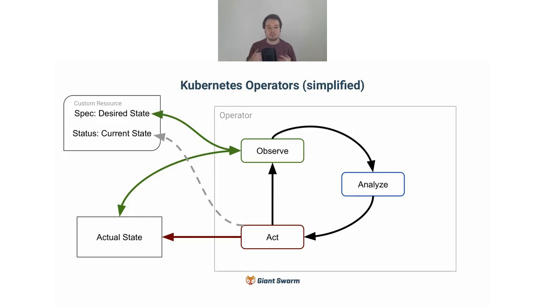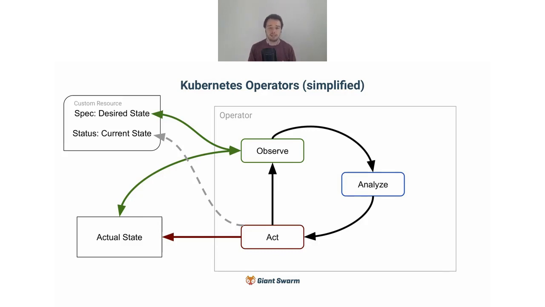And the act state is basically, we now take action. You can see on the red arrow, we take action on the actual state. So for example, if in your spec you defined, I want 3 replicas of my Prometheus, but there's only 2, then the act state would add an additional replica of your Prometheus. And additionally, in the light gray arrow, you can see the operator writes into the status what it has done or what it thinks the actual state currently is. So the operator would then write into the status, there's currently 2 replicas, I have created the 3rd replica. If we go back to the Prometheus example. And then we start over.